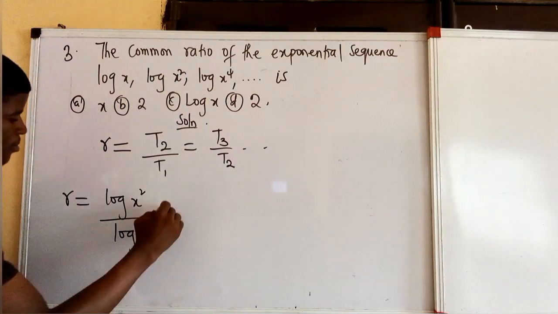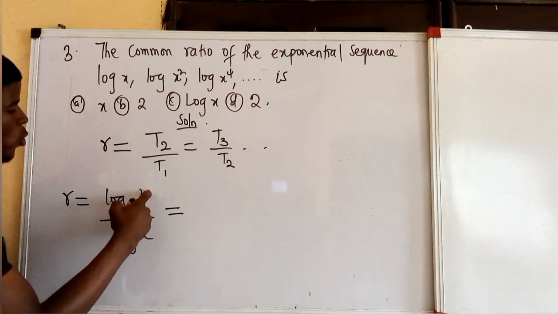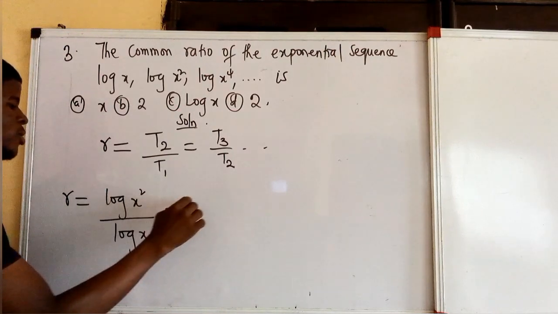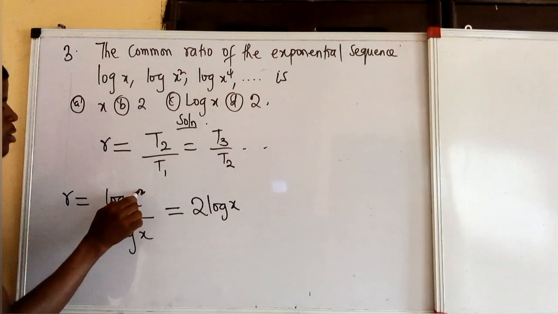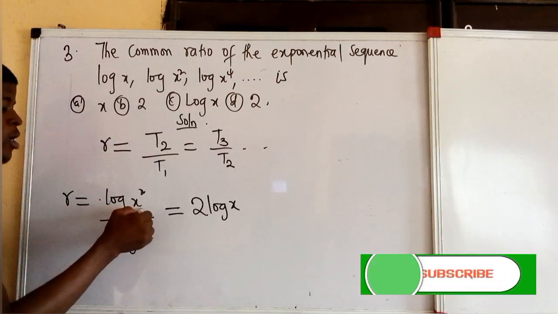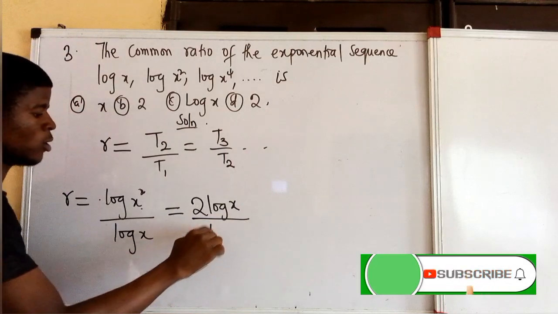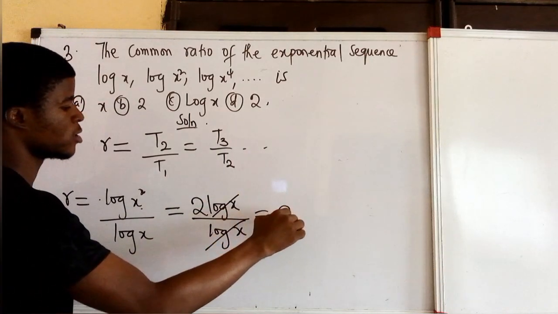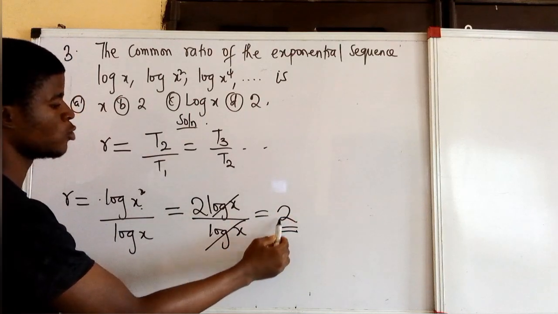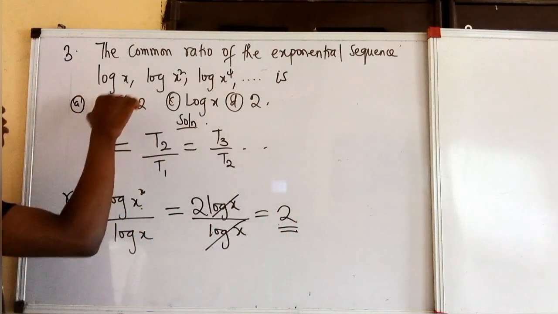So this is it. Log x squared by the law of logarithm is equal to 2 log x. That is, this power of 2 here, we multiply log x, all over log x. So log x cancels log x. All we have next is 2. So we now have 2 as the common ratio. That falls as option B.